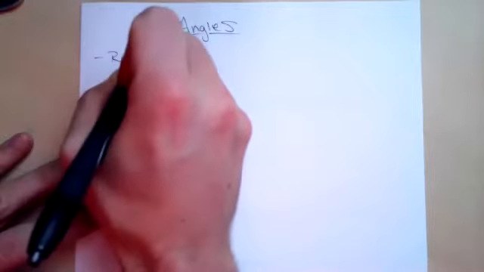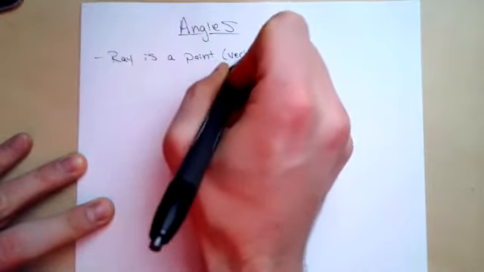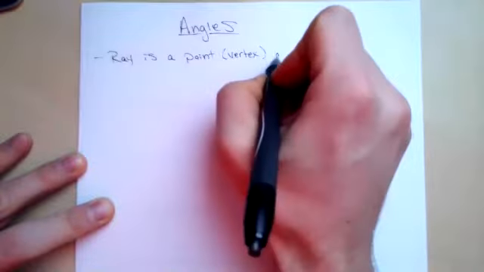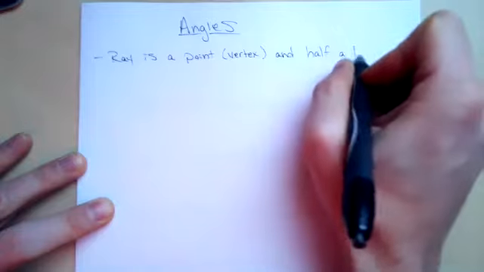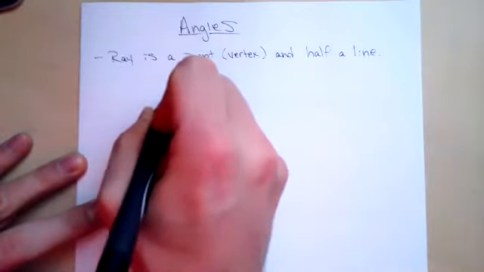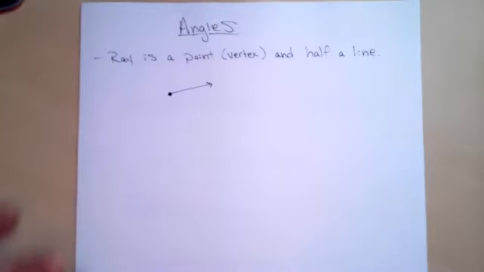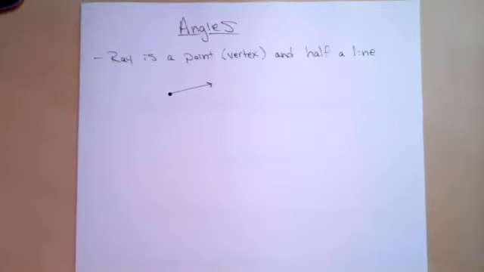So a ray is a point, which we often call the vertex, and half a line. Hopefully you guys have seen a lot of this stuff in some sort of geometry class. We usually draw a point and then a ray, half a line with an arrow indicating one side. The arrow means we assume it continues on indefinitely, so it is half a line.